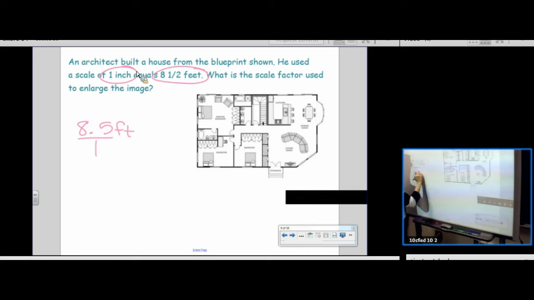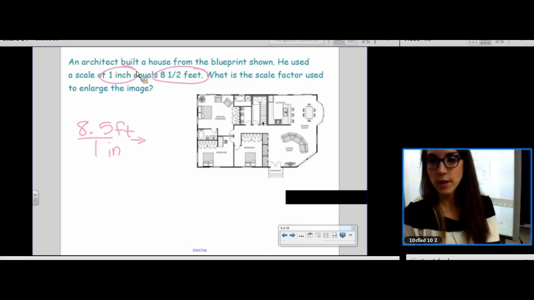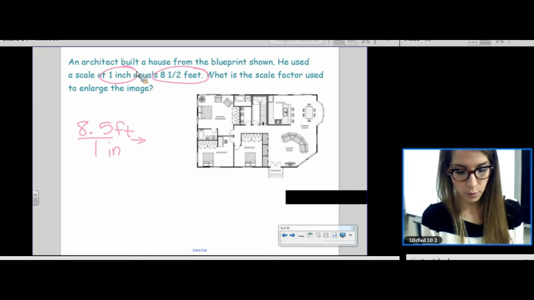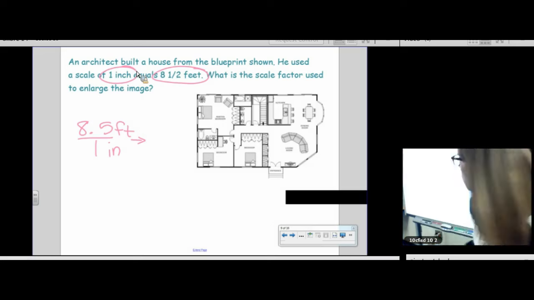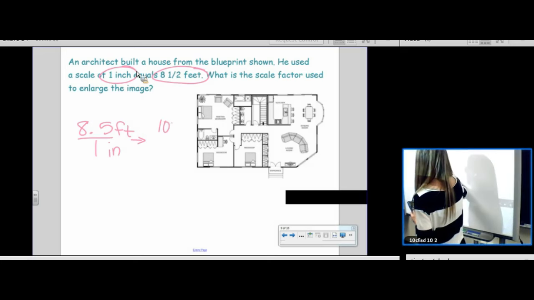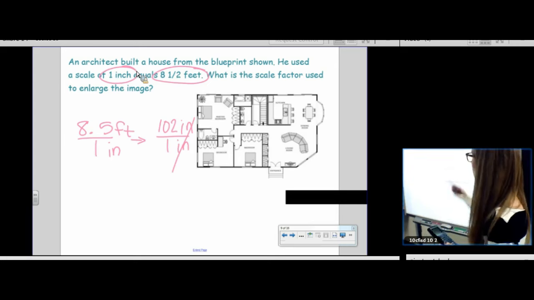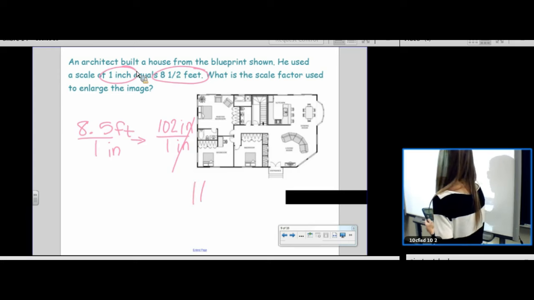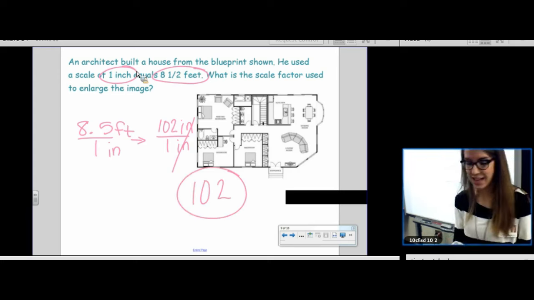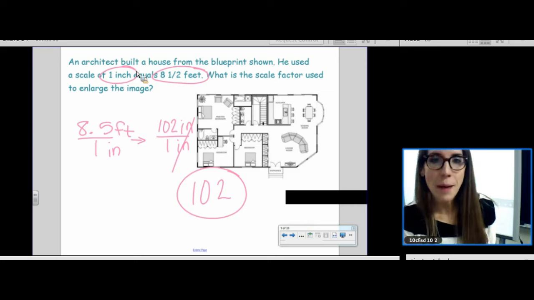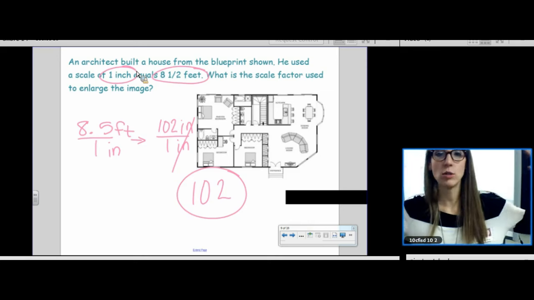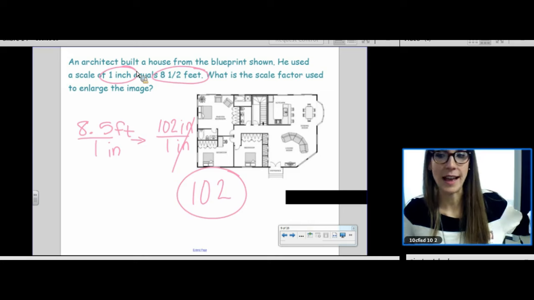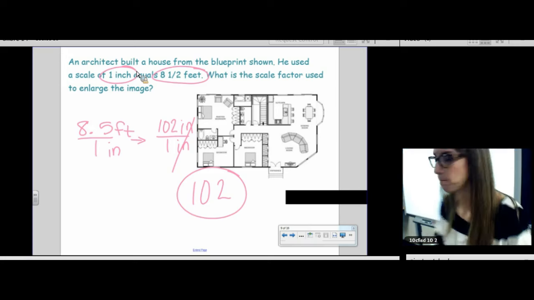This is feet and this is inches. Those don't agree. So you need to convert your feet to inches. 8.5 times 12. Now we have 102 inches over 1 inch. The inches cancel, and 102 divided by 1 is just 102. The scale factor, that means that blueprint, that sheet of paper, would be blown up 102 times, and that would equal the actual size of the house. So the scale factor is 102. It does not have units.